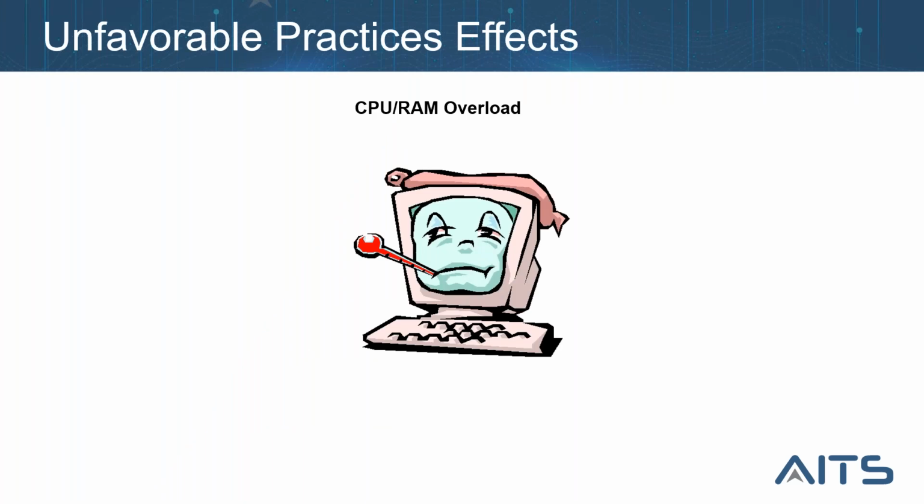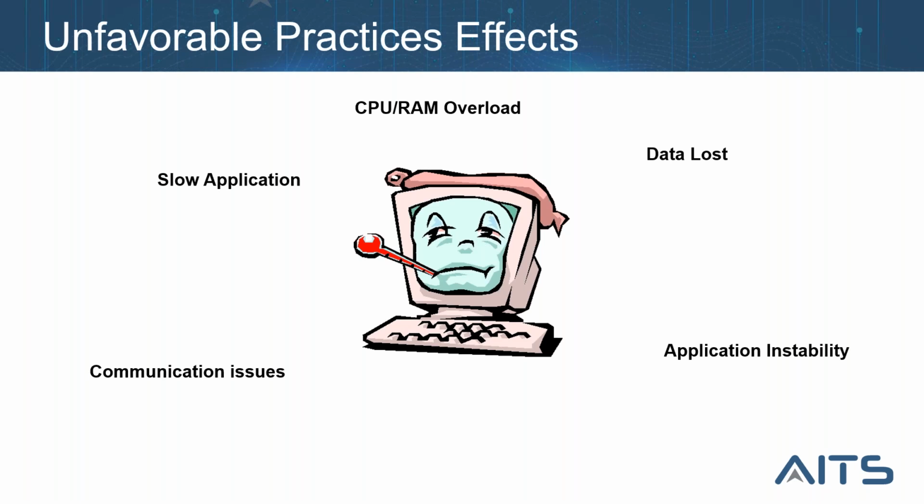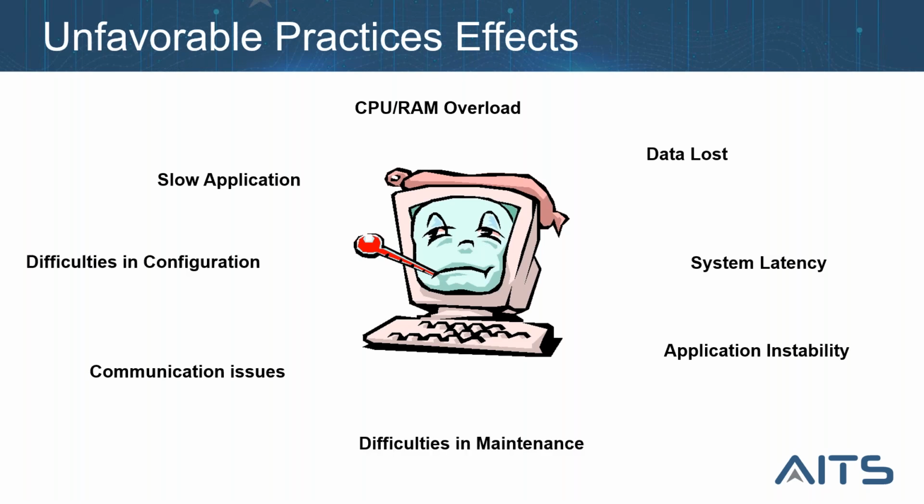Now, why do we need to follow these practices? Because if we don't, we will find ourselves in a very loaded system. The CPU will be overloaded, and the application slow. It will have some difficulty in maintenance, and difficulties even in configuration. For example, if I didn't follow the recommendation for the network configuration, I will find lots of communication issues, some deployment issues, and it will end up with some data loss.